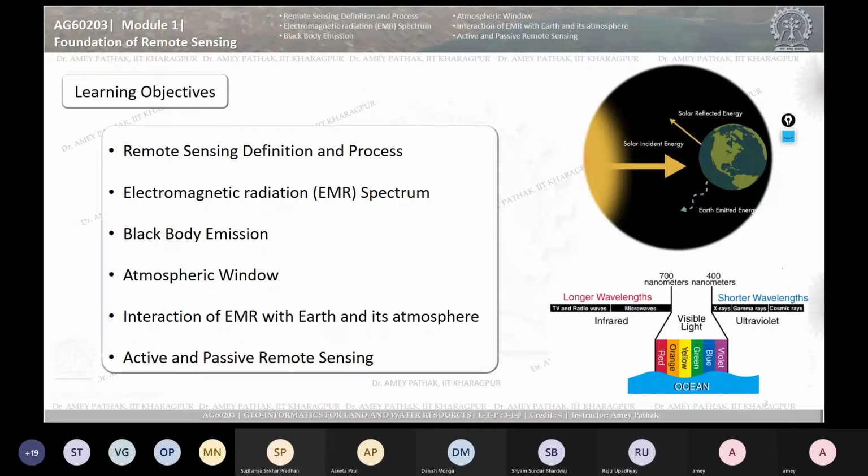Once we have some basic framework about the electromagnetic spectrum and the properties of atmosphere and how it interacts with the electromagnetic radiation, basically we'll be looking at the interaction of electromagnetic radiation with Earth and its atmosphere, the Earth surface features, and also the atmosphere. And then we'll be looking at the different types of remote sensing, the passive remote sensing and the active remote sensing. Okay. But before that, we are going to see some very basic details about remote sensing.